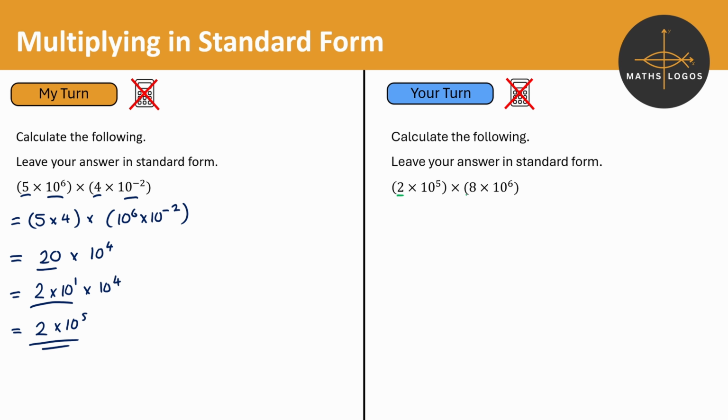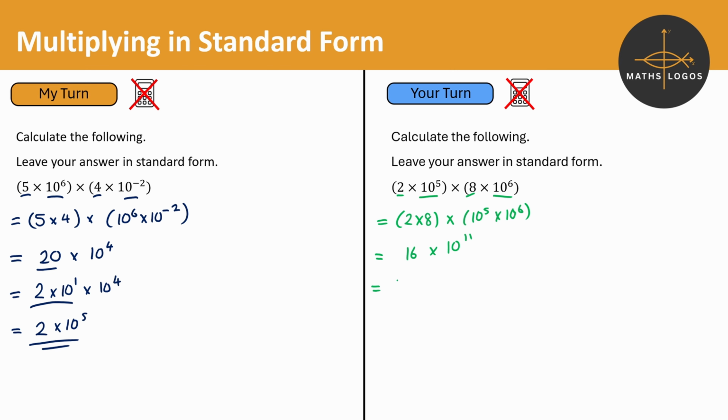So go ahead and multiply your coefficients together. So 2 multiplied by 8. And then go ahead and multiply your powers of 10 together. So 10 to the power of 5, and multiply that by 10 to the power of 6. 2 multiplied by 8 gives me 16. I'm going to have to change that in a second. And then I add my indices together here to get 10 to the power of 11.